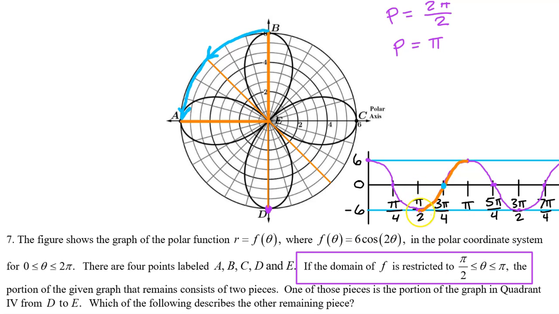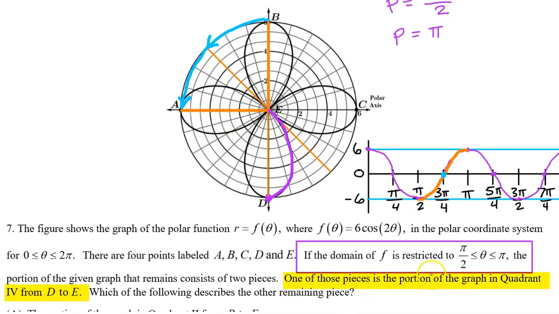That's 6 away from the pole. As we move from pi over 2 to 3 pi over 4, which will be from here to here because of the negative r values, the distance from the pole will go from 6 to 0. So we are talking about the portion of the graph that goes from here to here.